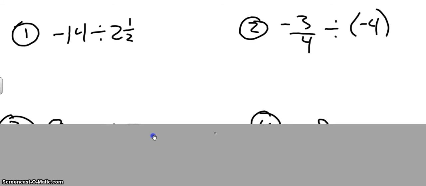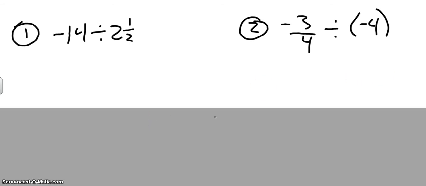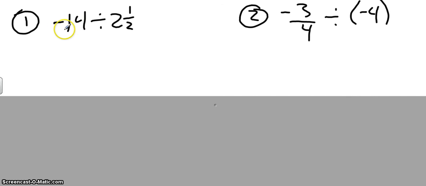Okay, let's try a few examples together. So we have negative 14 divided by 2.5. This can be tricky because it's a mixed number, right? So see what you can do and come back. All right, so we have negative 14. We want to change this to multiplying by the reciprocal. So first we've got to get this mixed number into an improper fraction. So 2 times 2 is 4 plus 1 is 5, so we have 5 over 2. Good. Now we have a fraction that we can find the multiplicative inverse of.